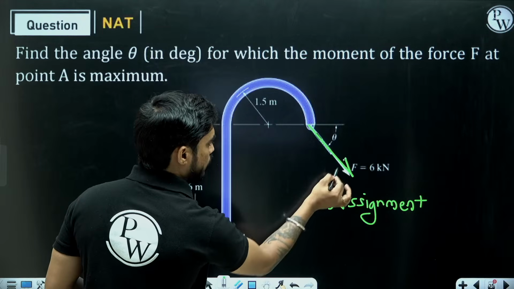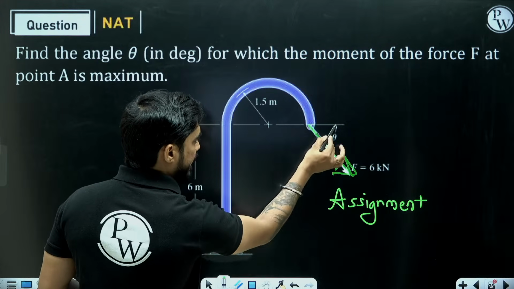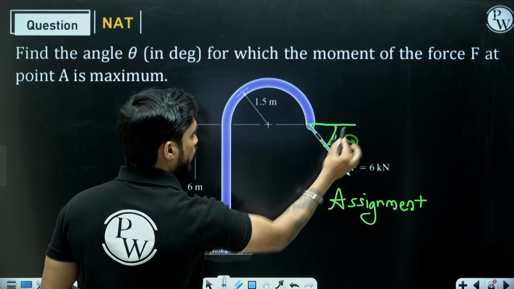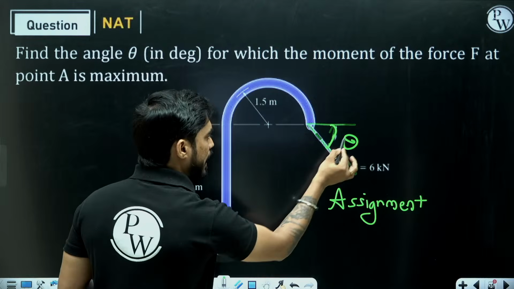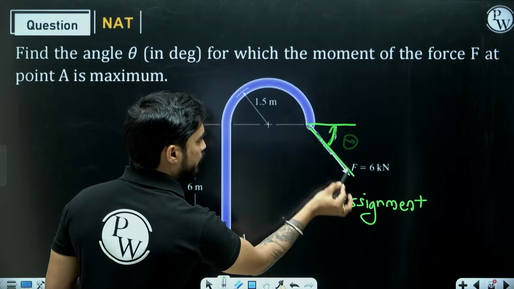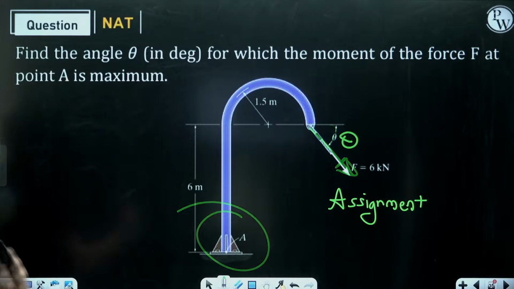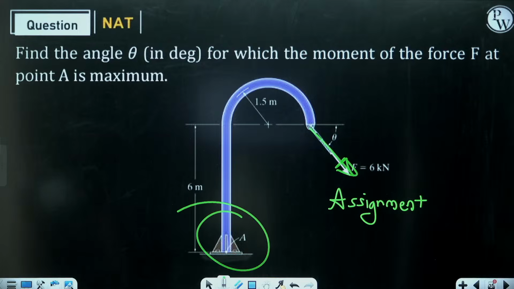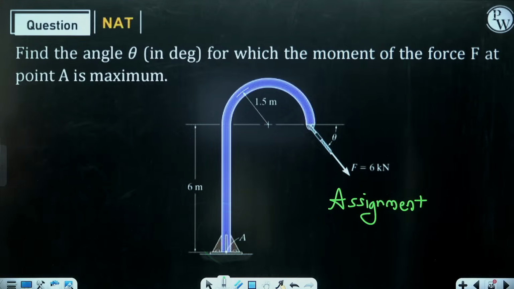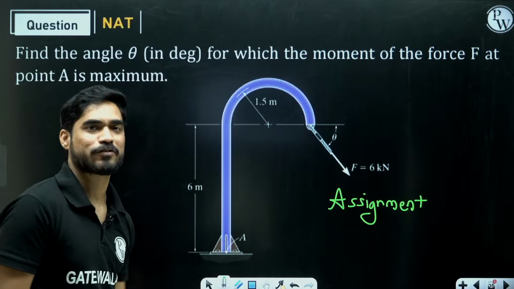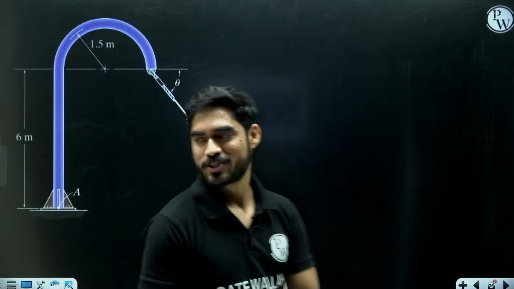You have this force F, right? It is acting at an angle theta from horizontal. For what value of this theta the moment of this force will be maximum at point A? And this is a challenge for you. I want all of you to solve this problem, and tomorrow in the class we are going to discuss the solution of this problem. Okay, chalo.